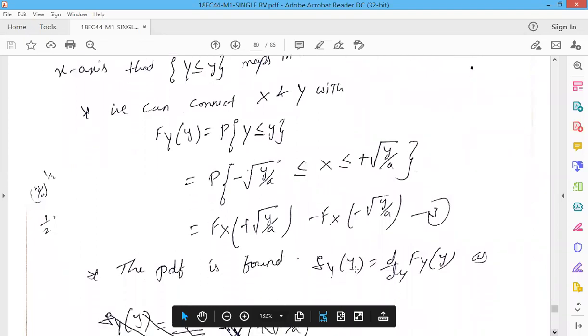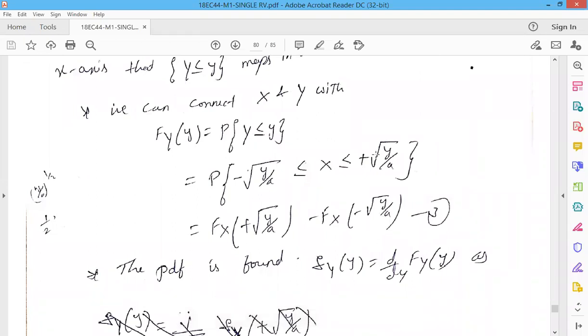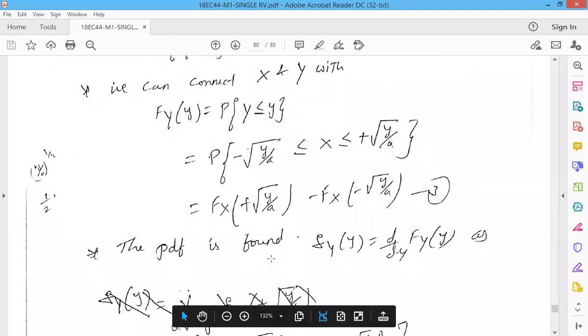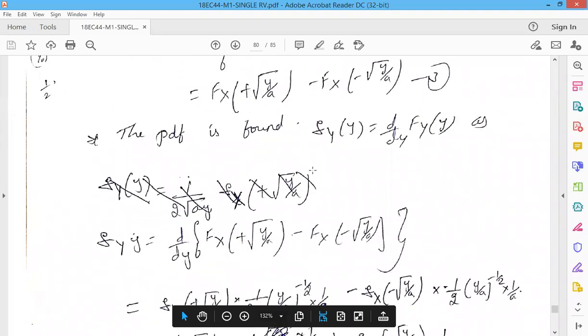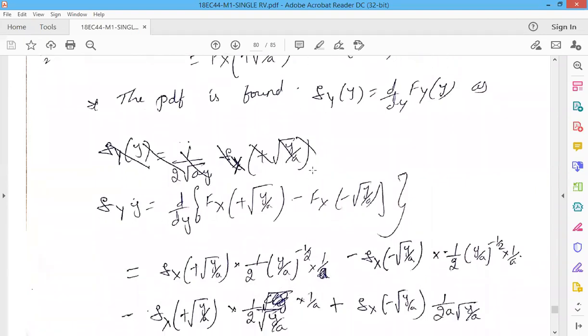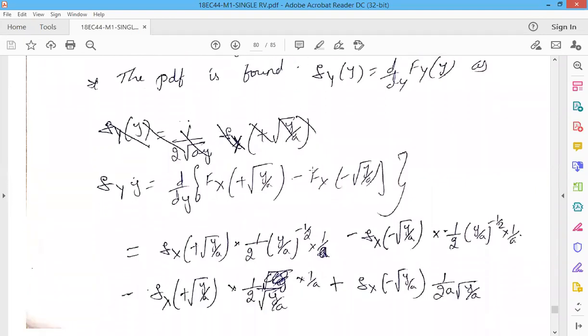So for this, we can write in terms of the CDF as Fx of square root of y by a minus Fx of minus square root of y by a. So here this is y2, this is y1. Using that, we'll be able to write the CDF equation, and the corresponding PDF can be obtained by taking the differentiation of this equation. This takes somewhat 2 to 3 steps, so that you can go here.